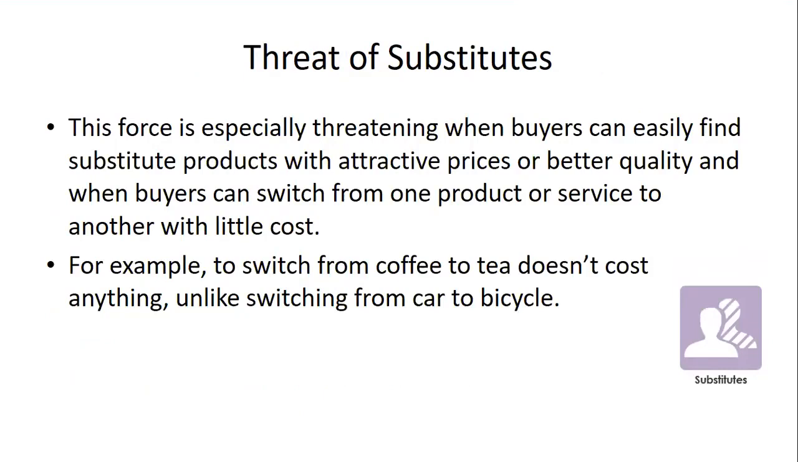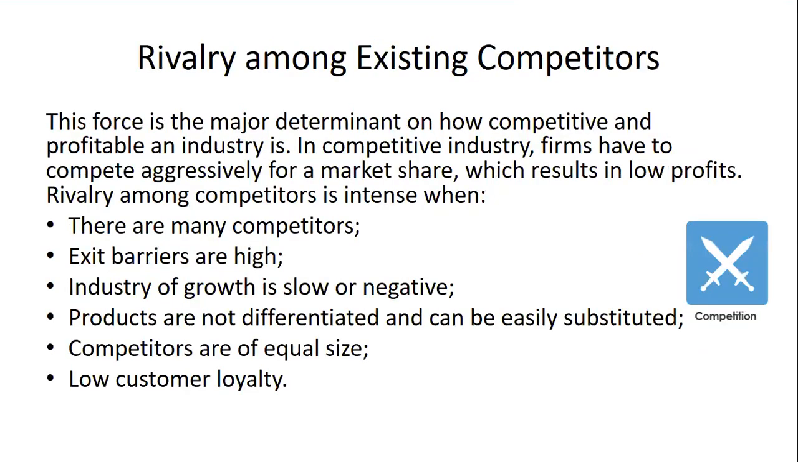Substitutes threat. This force is especially threatening when the buyers can easily find substitutes, either in the form of an attractive price or quality. For example, to switch from coffee to tea doesn't cost anything, unlike switching from car to bicycle. So either they take it in the price format or they take it in the form of quality.